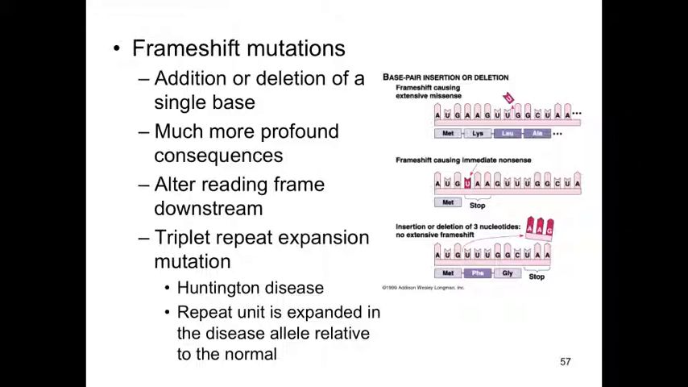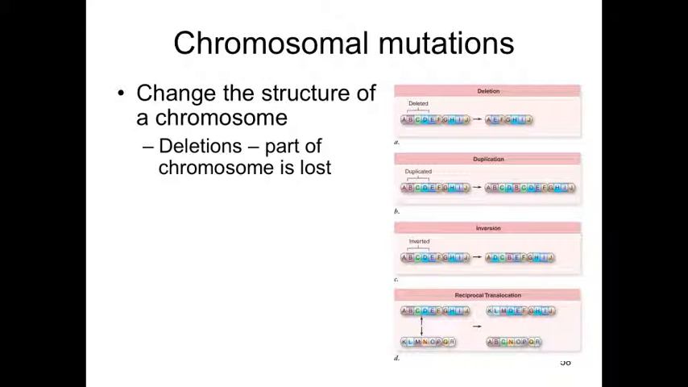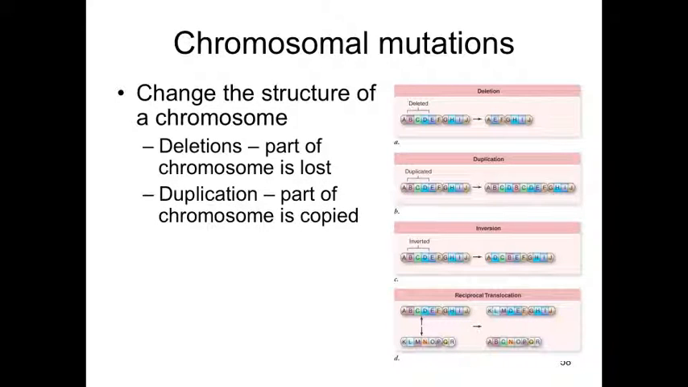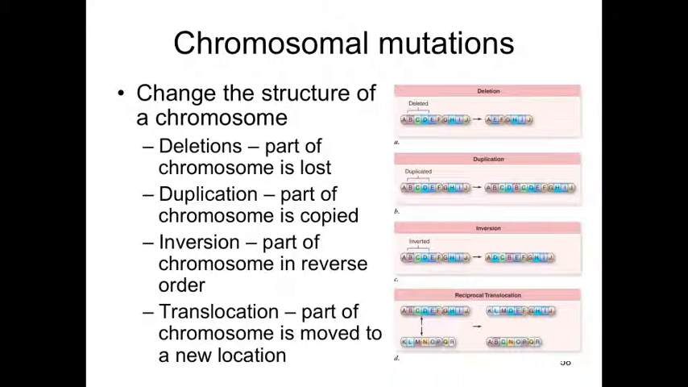Since this initial discovery, at least 20 other human genetic diseases appear to be due to this mechanism of triplet repeat sequences. The last type of mutations we'll consider are chromosomal mutations. This is when we have a radical change in the structure of a whole chromosome. There can be deletions, where part of a chromosome is lost entirely, or duplications, where part of a chromosome is copied. There can be inversions, where part of it is inverted and put in reverse order. And then translocations, where part of the chromosome is moved to an entirely new location. Obviously, these mutations can have some profound effects.